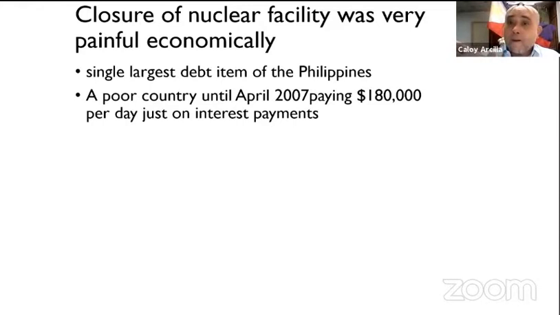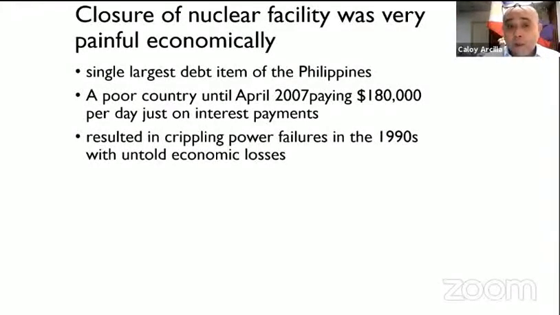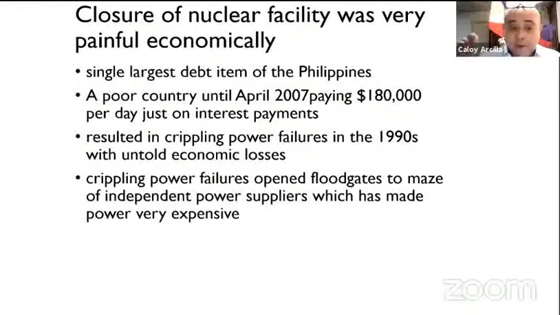By the way, South Korea's nuclear plant, Kori 2, which is the same design as the BNPP, was recovered in less than 6 years because they were getting the revenues from selling the electricity from the nuclear power. This resulted in the closure of the BNPP and crippling power failures in the 1990s. This is also documented fact with untold economic losses, and the crippling power failures opened the floodgates to a maze of independent power suppliers, which has made power very expensive. So this is actually one of the reasons why our electricity is very expensive now.